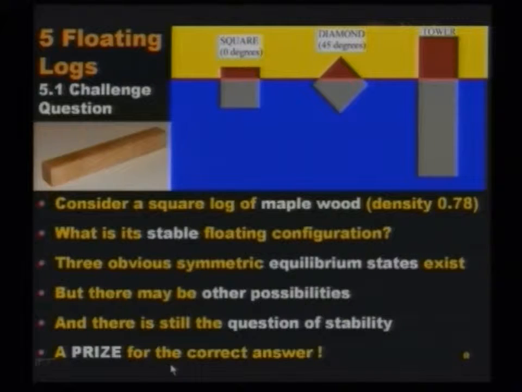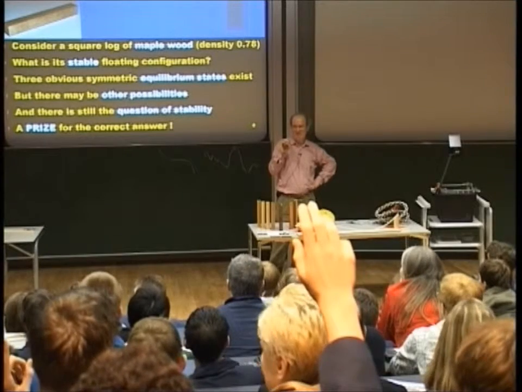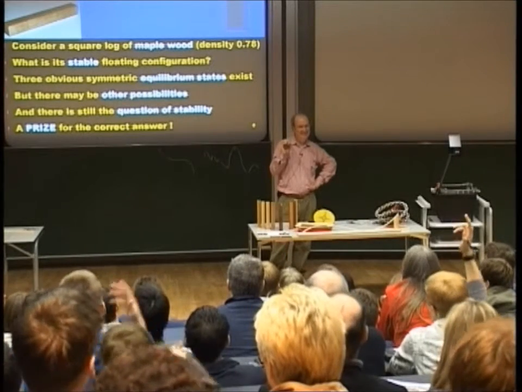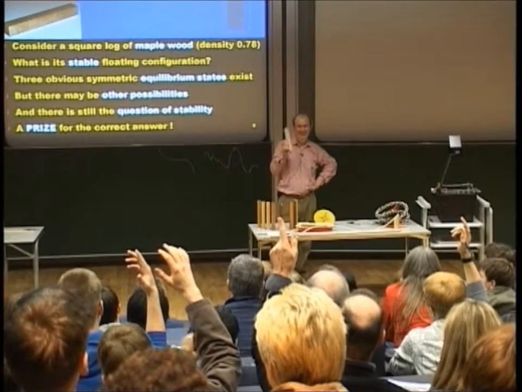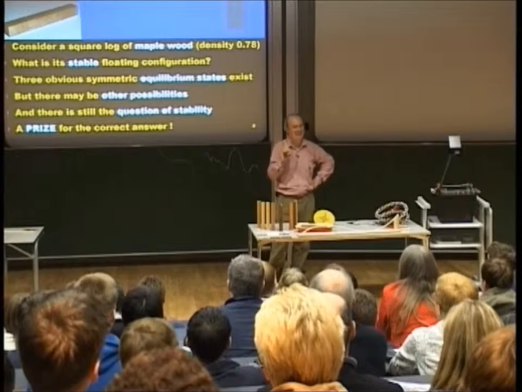So, who's going to try for the prize? How is this going to float? Who thinks it'll float as a square? Put your hands up. Anybody who thinks it's going to float as a square? What about a diamond? What about like this? What about any other way?